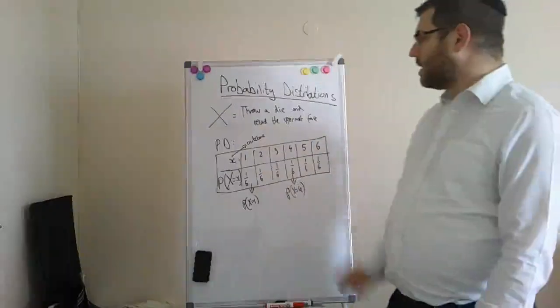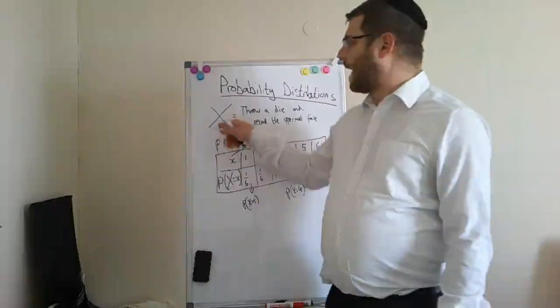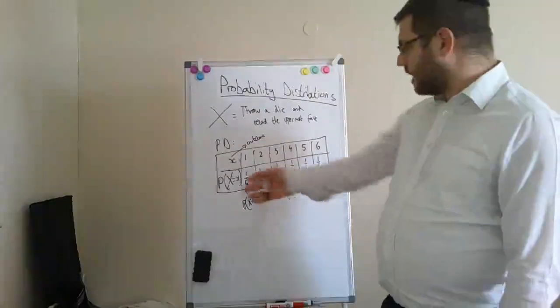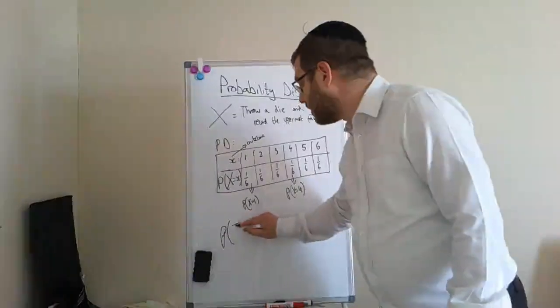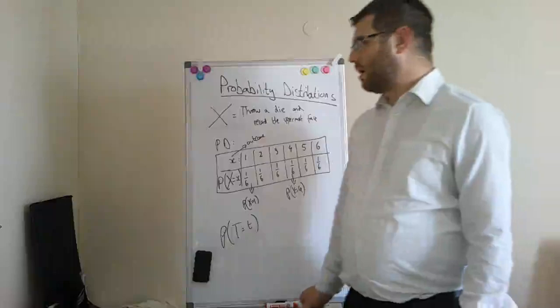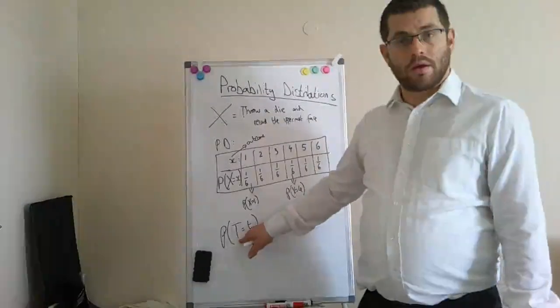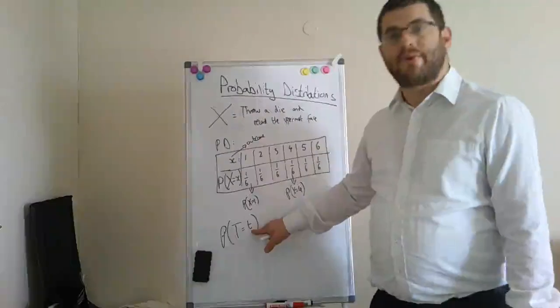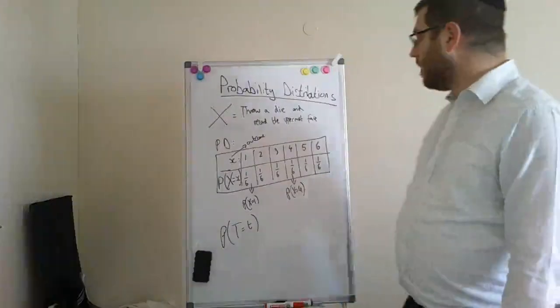And we have this table here. Notice if your capital letter is X, then it's this. If your capital letter is another letter, so let's say T, then it would be this. So that would be that the probability of whatever I'm doing is equal to the specific outcome in the table. That is just the label for that.